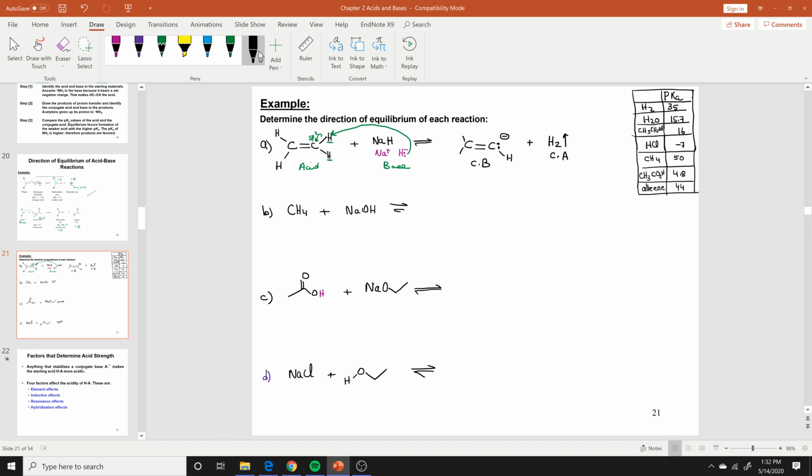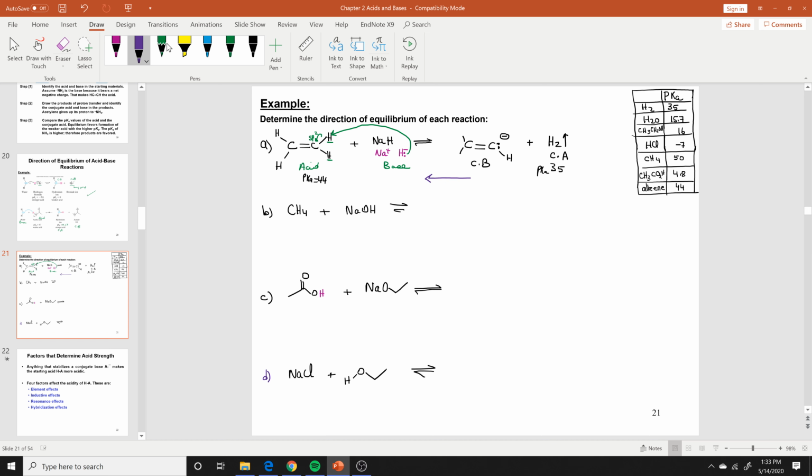The question is to determine the direction of equilibrium, so you need to get the pKa of this alkene. The pKa of the alkene is 44. I'm using this table over here just to prevent me from switching back and forth between the slides. So pKa is equal to 44, and the pKa for the hydrogen is 35. This is the pKa for this hydrogen. So which one is going to be a stronger acid? The lower the pKa, the stronger is the acid. So the direction of equilibrium is going to be towards the reactants.